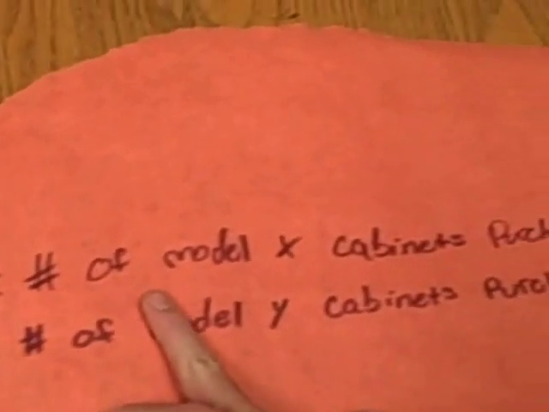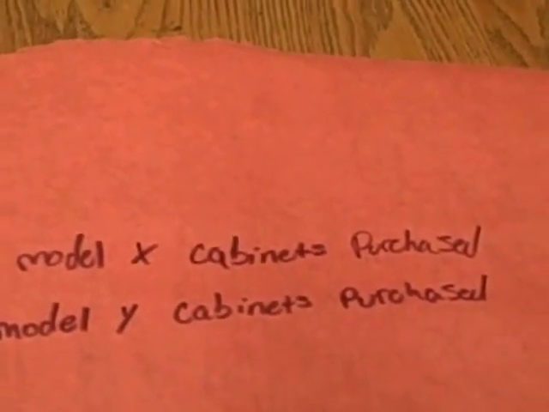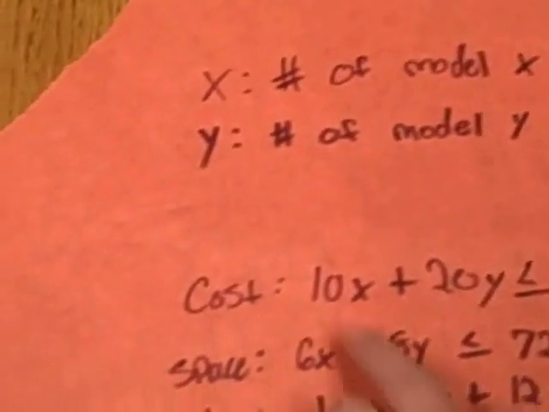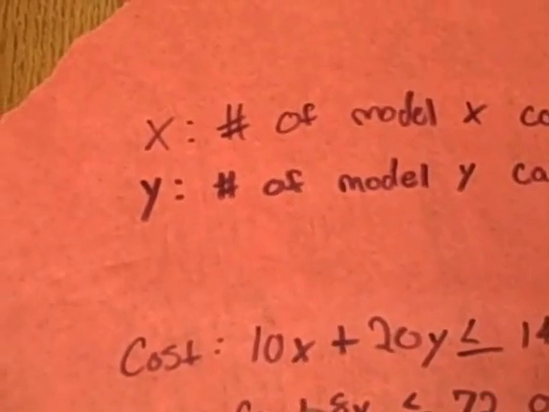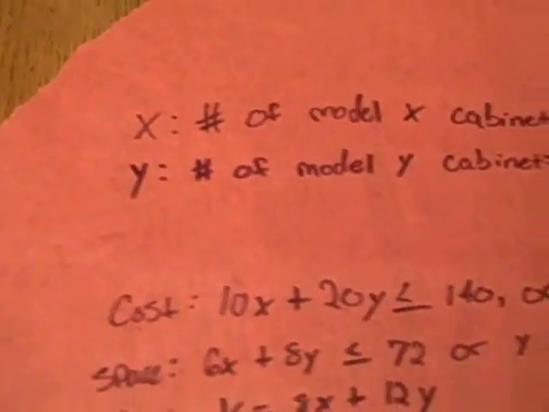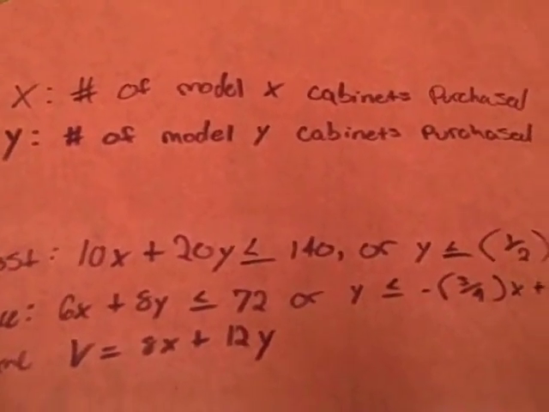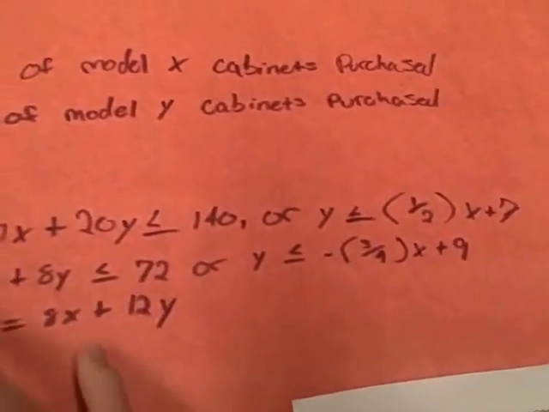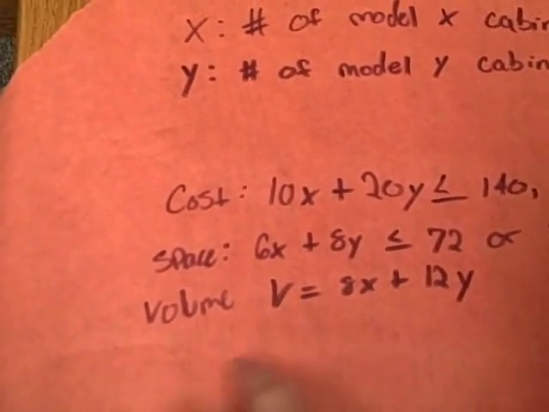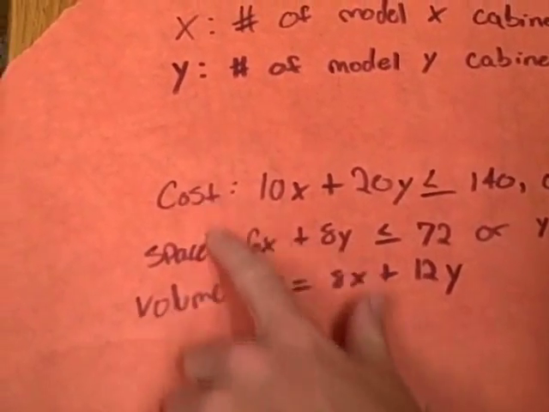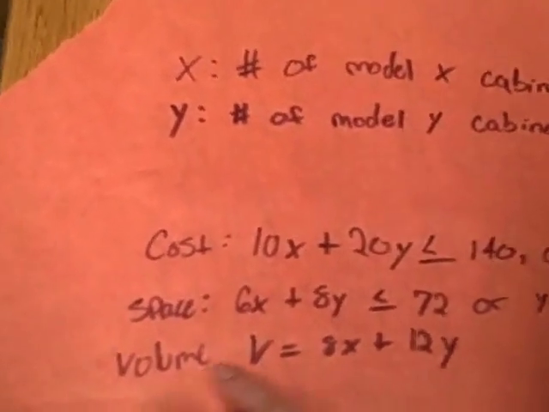The question asks for the number of cabinets I need to buy, so my variables will stand for that. X equals the number of Model X cabinets purchased, and Y equals the number of Model Y cabinets purchased. Now, I have to consider the cost and floor space while maximizing the storage volume. So my cost and my floor space will be my constraints, and my volume will be my optimization equation.